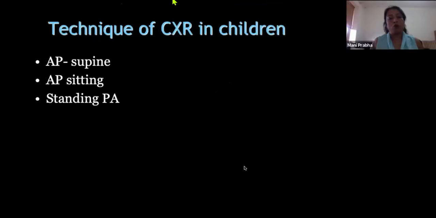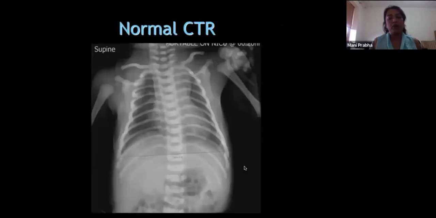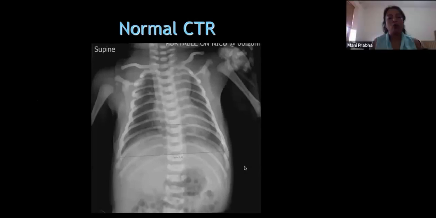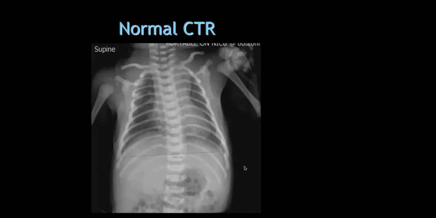So technique of acquiring X-ray in children is different to that of an adult. AP supine is acquired when children are unable to sit up, AP sitting when they can sit, and standing PA when they are able to stand. So therefore, the appearance of mediastinum varies with age and how the X-ray has been acquired. Normal cardiothoracic ratio in children can be more than 50%, and it can sometimes be up to 60% also if they have not taken a deep breath.